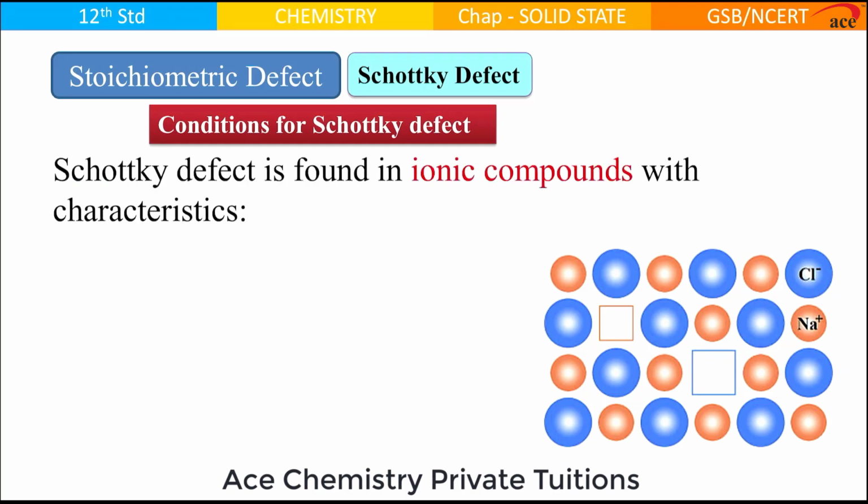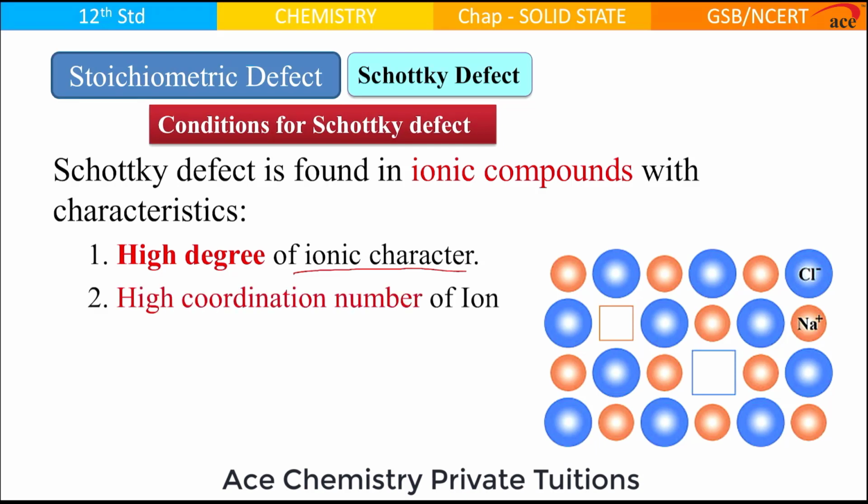The most favorable condition of Schottky defect is that there should be a high degree of ionic character, and you are aware a high degree of ionic character will be found when group 1 and group 17 elements come together. Group 1, group 17, that means alkali halides, right? They will have a sufficiently high degree of ionic character and they should have a high coordination number. High coordination number means a cation should be surrounded by a large number of anions, or an anion should be surrounded by a large number of cations, and this happens when the radius ratio is very high.